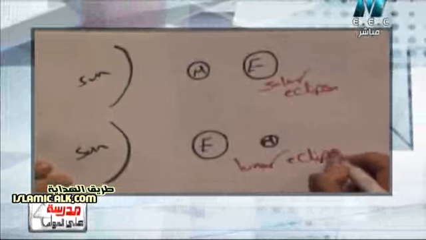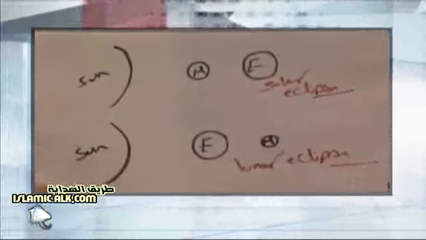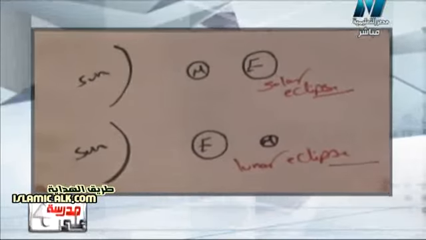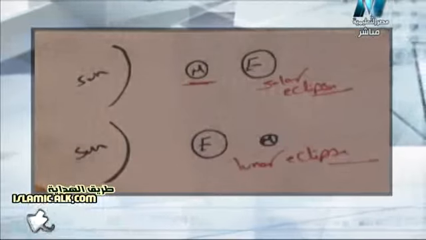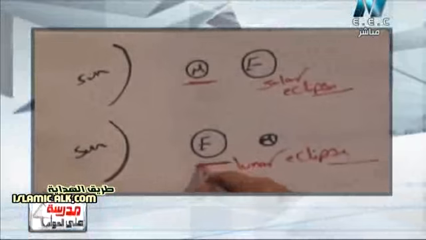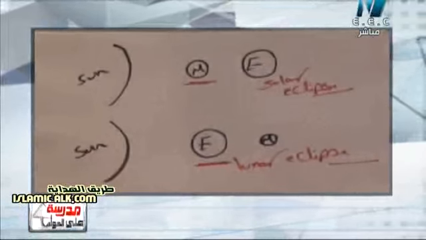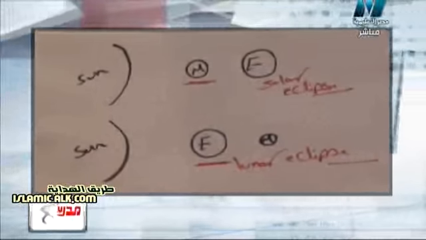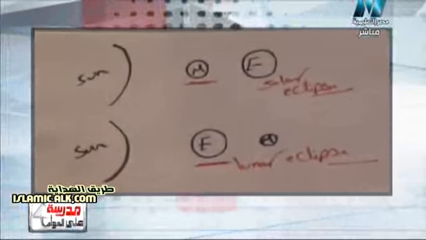Okay. So the main difference between those two interesting phenomena is the middle body. If the Moon is in the middle, it will be solar eclipse. If the Earth is in the middle, it will be lunar eclipse.